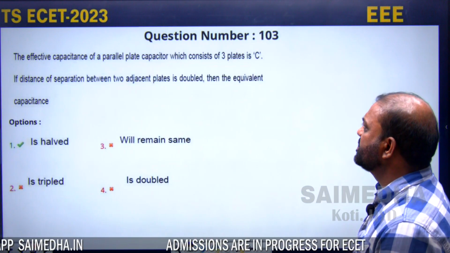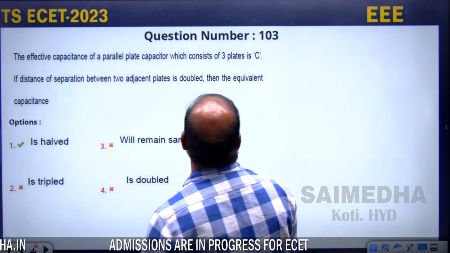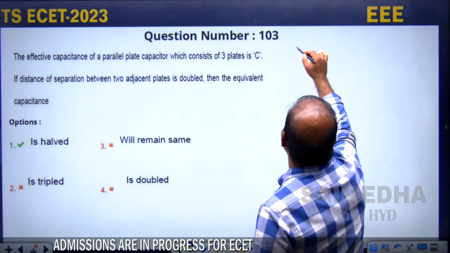The effective capacitance of a parallel plate capacitor which consists of 3 plates is C. Actually, we have 3 plates.